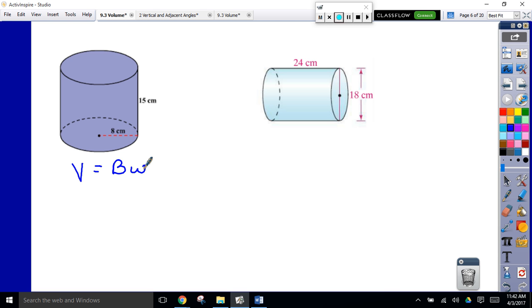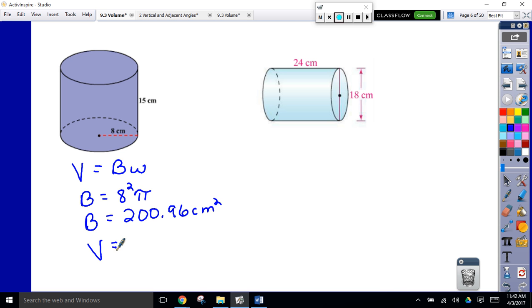8 squared. Good, 8 squared times pi. So B is going to be 8 squared times pi. And can you do that and tell me what you get? You don't have a calculator. I won't ask you to do that in your head. Volunteer for the answer to that. Trey? 200.96, like that. Okay, so that's the area of the base.